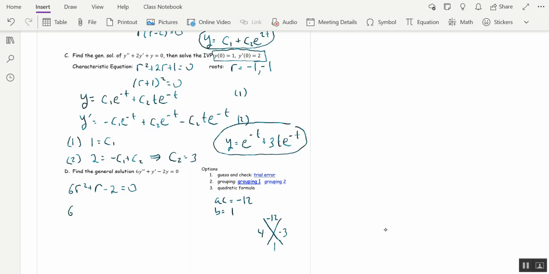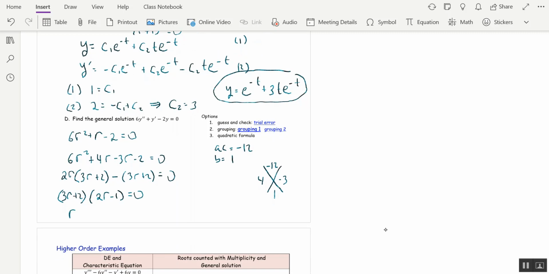And so I can rewrite this equation as 6r squared plus 4r minus 3r minus 2 equals 0 and factor by grouping. Pull a 2r out of the first two terms, 3r plus 2. Pull a minus out of the second two terms, 3r plus 2 equals 0. Pull the 3r plus 2 out, and what's left is 2r minus 1. That equals 0. And so the roots are r equals a half and negative 2/3. So my general solution is y equals c1 e to the 1/2 t plus c2 e to the negative 2/3 t.